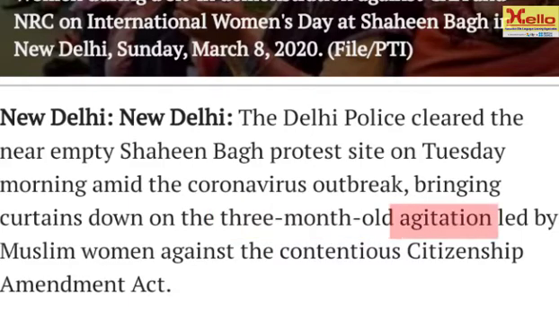3 month old agitation. Agitation is something which is causing some kind of violence, some kind of argument, led by Muslim women. Led is the third form of the verb lead. Led by Muslim women against the contentious citizenship act. Contentious means something which is causing a lot of arguments, or which is causing problems, commotion, or chaos, so that is contentious. Like we also use bone of contention. So contention is a noun, it comes from the same word family.